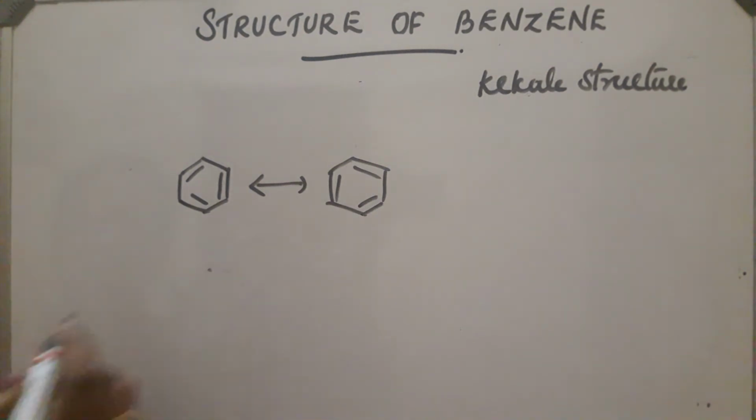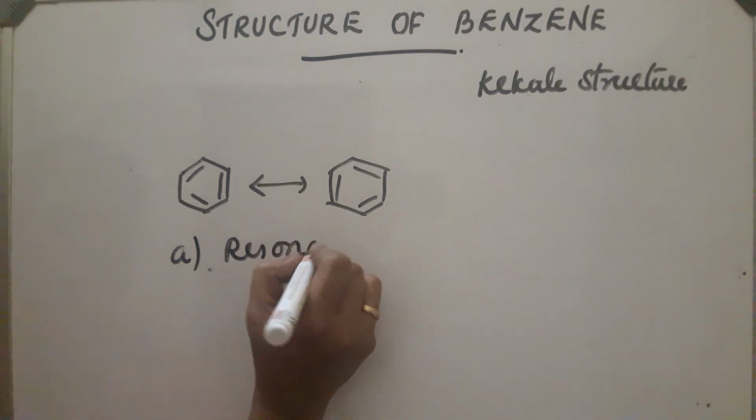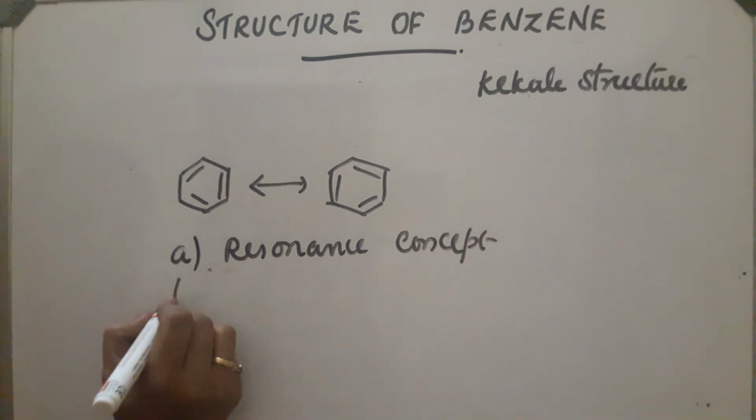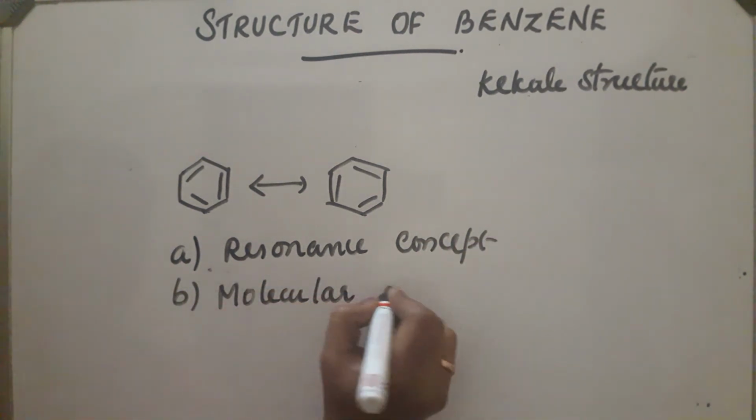So two new concepts were introduced. The first one is the resonance concept, and the other one is the molecular orbital concept. This we will discuss in our next session.